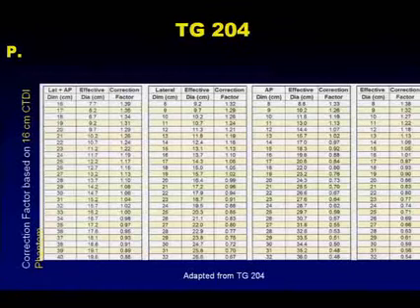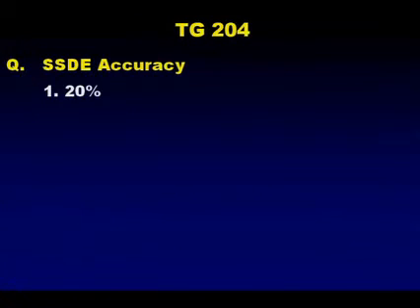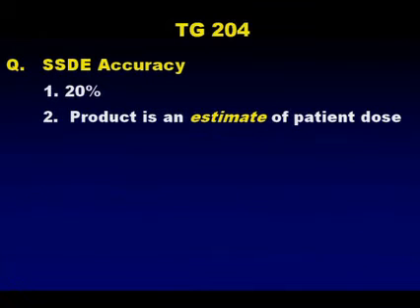For the 16 centimeter CTDI phantom. I've already mentioned that, well, what do we call this dose that we're estimating? We call it SSDE. It stands for size-specific dose estimate. We believe it's accurate to 20%. It is an estimate.